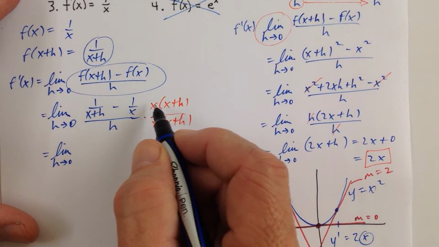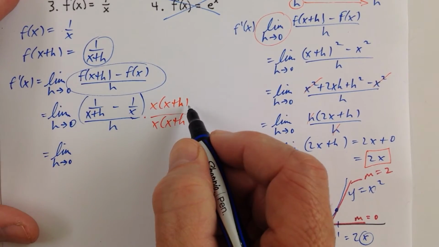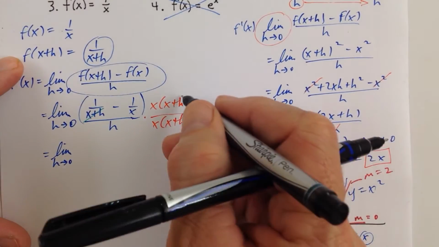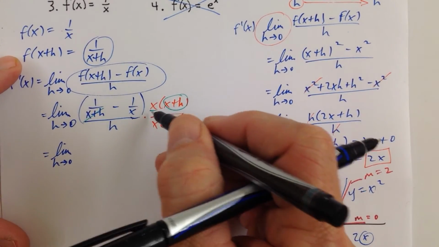So when we multiply both terms here in the numerator by x times x plus h, we can see that this term right here, x plus h, is going to cancel with that x plus h, and all we're going to have left is that x.